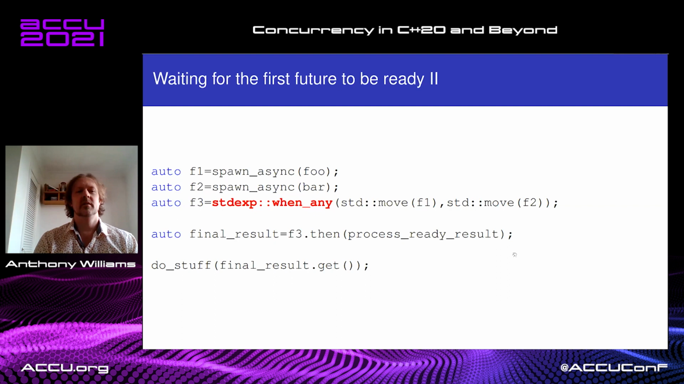So you look at this, you spawn your async function, you spawn your other async function, you move those futures into when_any, you've then got a new future which you can then chain a continuation on, and then you can finally do something with the final result of that continuation.